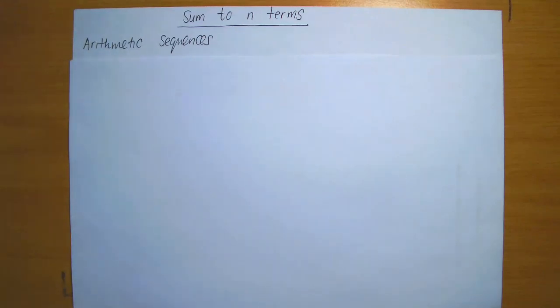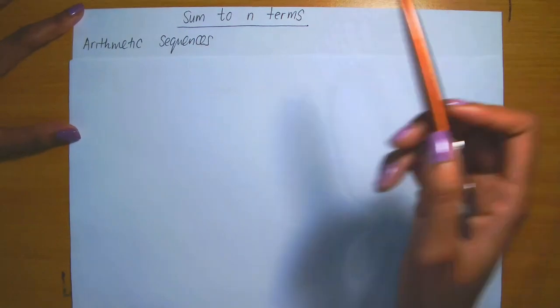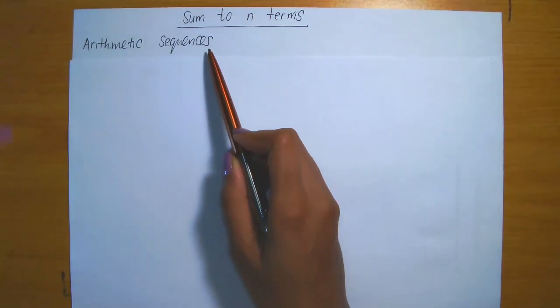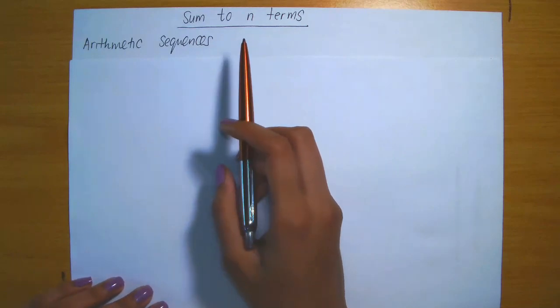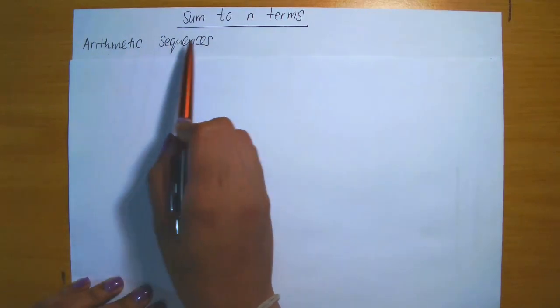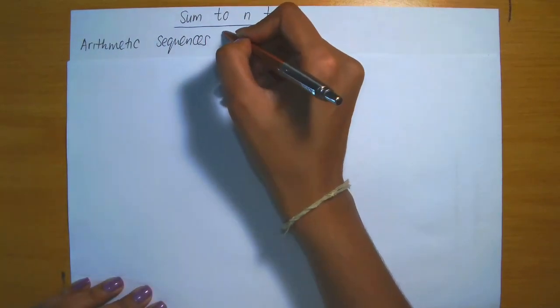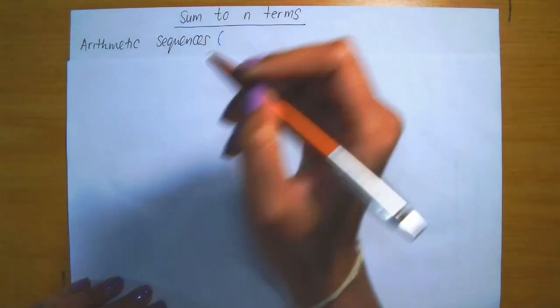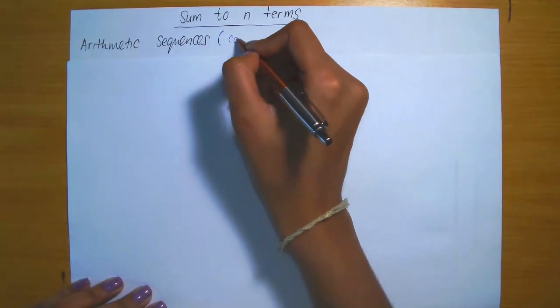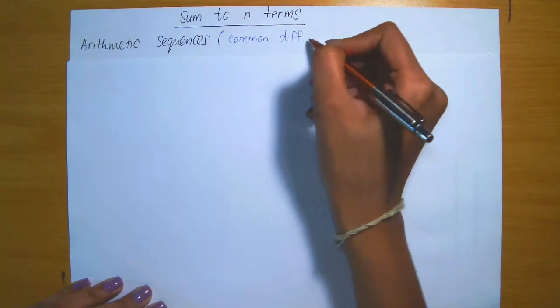In this video lecture, we are going to be proving the sum to n terms formula for arithmetic sequences and geometric sequences. But before we continue, I want to firstly recap on what is an arithmetic sequence. So recall that an arithmetic sequence is a sequence which has a common difference between consecutive terms.